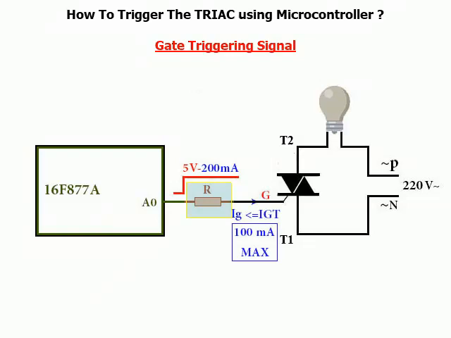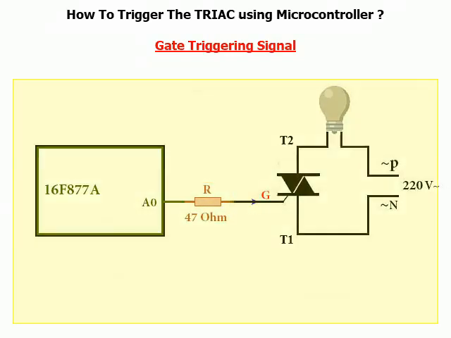The value of this resistor can be easily calculated from Ohm's law. A resistor of about 47 ohms will be suitable. We would like to mention that at low temperatures, the Ig and Vg values of the triggering signal should be slightly higher than the values specified in the datasheet. Therefore, it is okay to increase these values by 15 to 20%, in anticipation of a decrease in temperature.